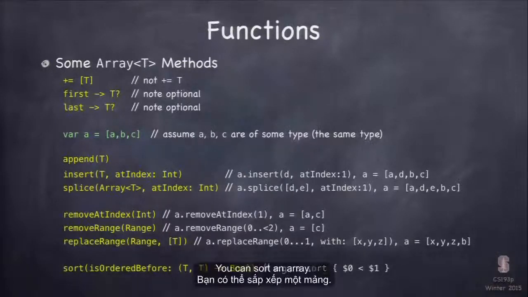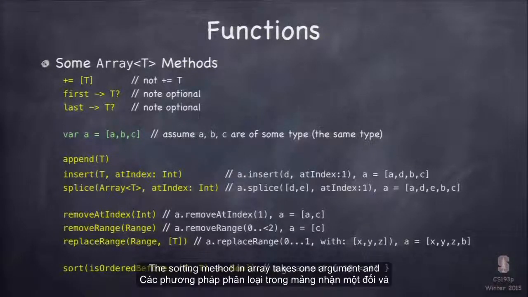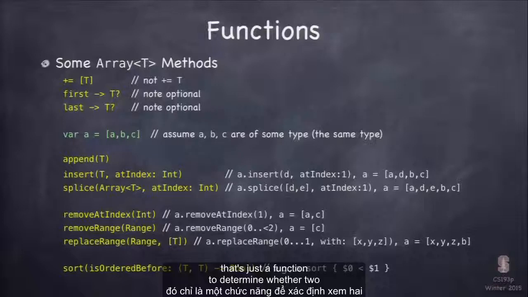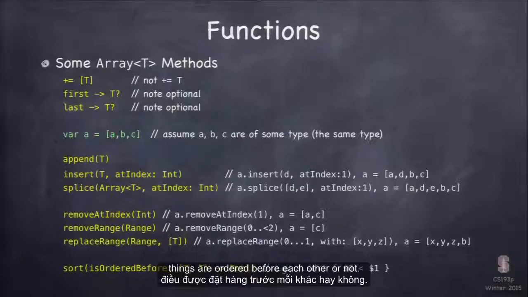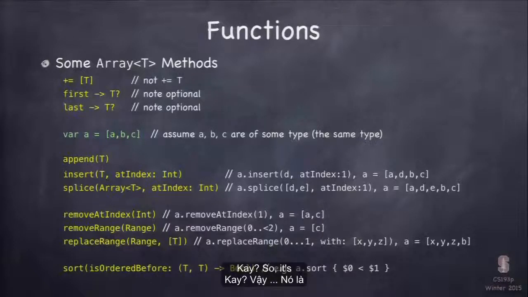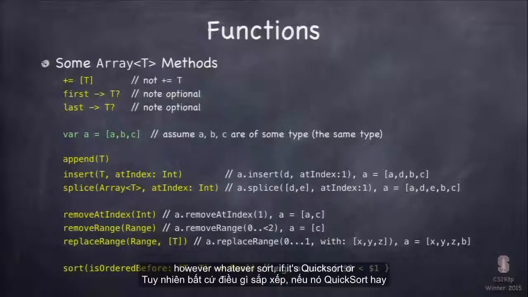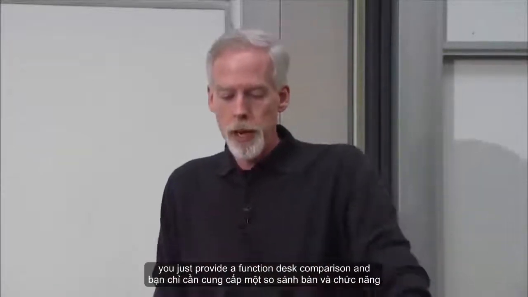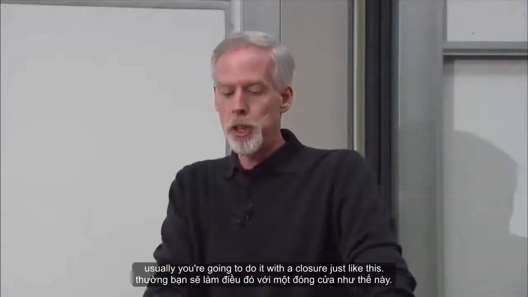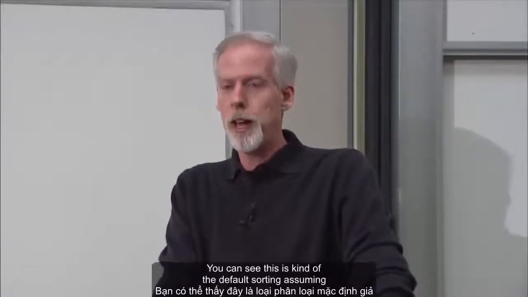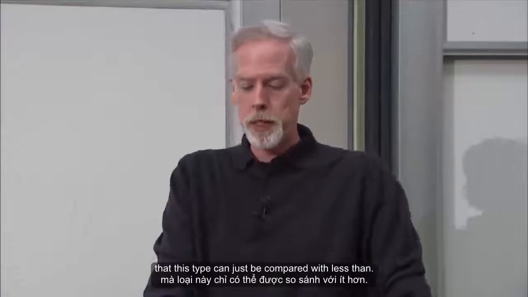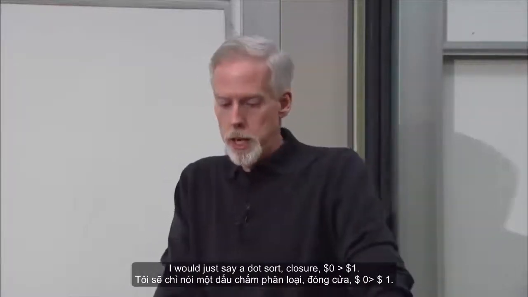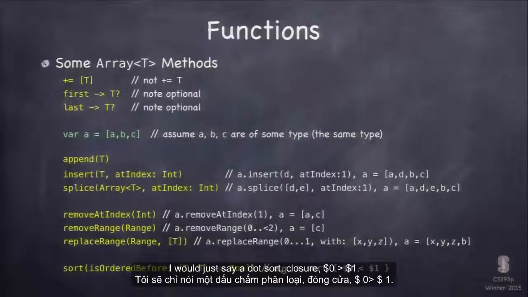There's also sorting. You can sort an array. The sorting method in array takes 1 argument, and that's just a function to determine whether 2 things are ordered before each other or not. Okay, so it's going through the array and putting everything in order. It picks out whatever sort it's using, quick sort, or I don't know what sort it's using in there, but it needs to be able to compare things. So you just provide a function that does comparison, and usually you're going to do it with a closure just like this. You can see this is kind of the default sorting, assuming that this type can just be compared with less than. I would just say a.sort, closure, $0 less than $1.